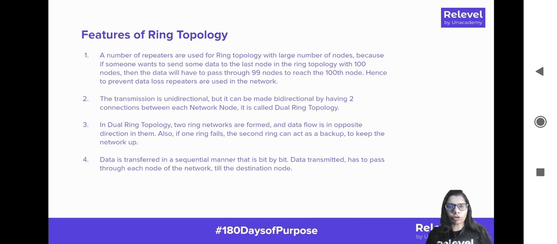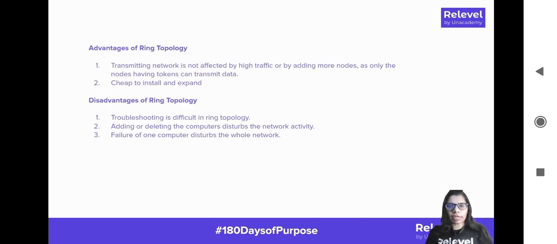There are two types of token release techniques. Early token release releases the token just after transmitting the data, and delay token release releases the token after the acknowledgement is received from the receiver, right? So this is the way to send and receive data in this particular topology. Now let's see its advantages and disadvantages.